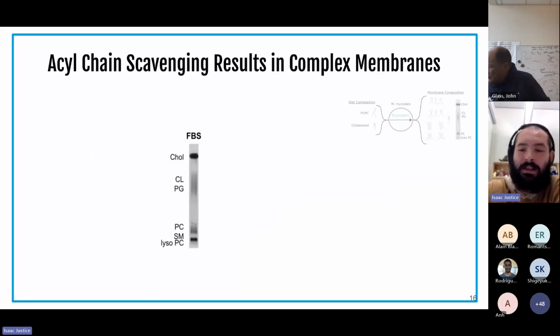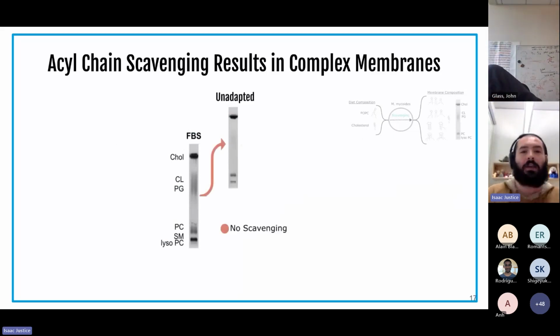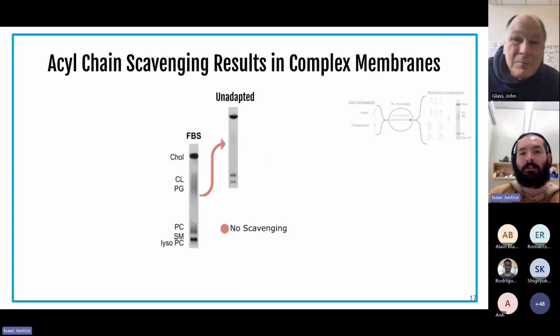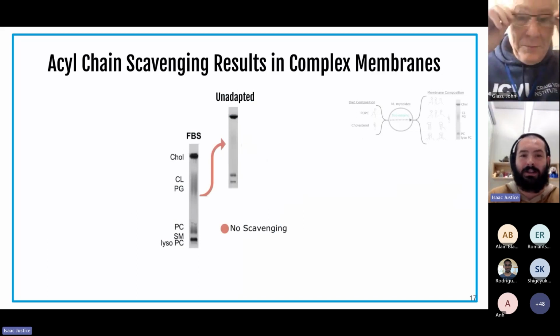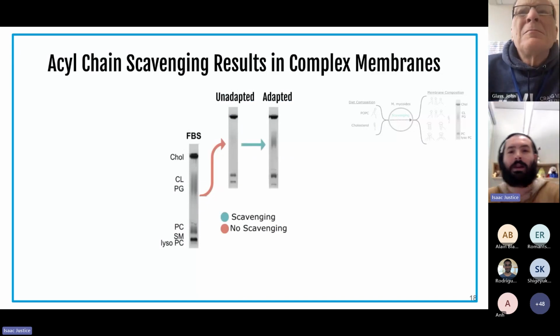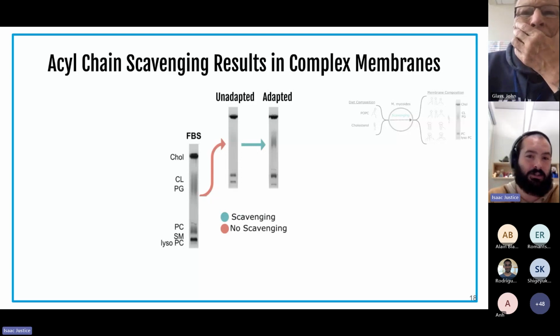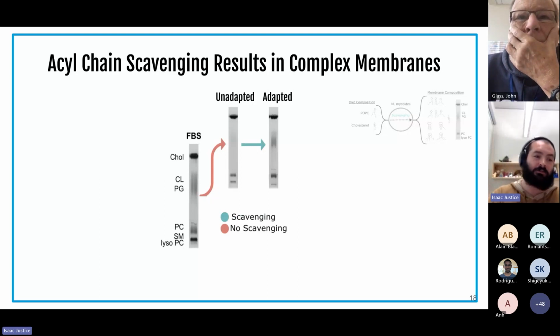So what does this look like in an assay? This is TLC data where we have mycoplasma fed on an FBS diet, and then we switch it over to a POPC plus cholesterol diet. And after the first passage, when the cells are still unadapted, we actually don't see cardiolipin and PG synthesis. But after the cells are adapted to the new diet, we do see the synthesis kicking in, which shows that there must be acyl chain cleavage happening. They must be scavenging acyl chains from the POPC.